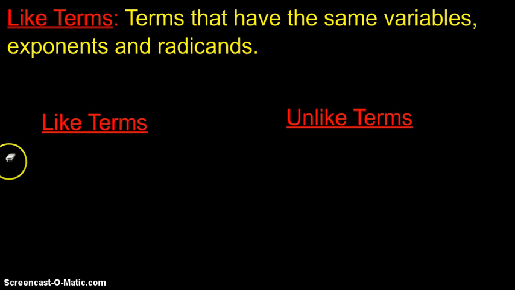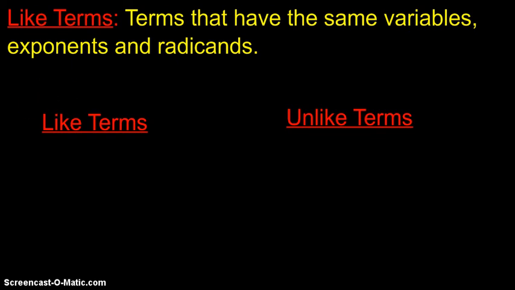Okay, so there are 2 types of terms. There are like terms and unlike terms. Now, like terms have the same variables, exponents, and radicands. I'm not going to really focus too much on the radicands, but I do want it as part of the definition, because I don't want to change my story later on.